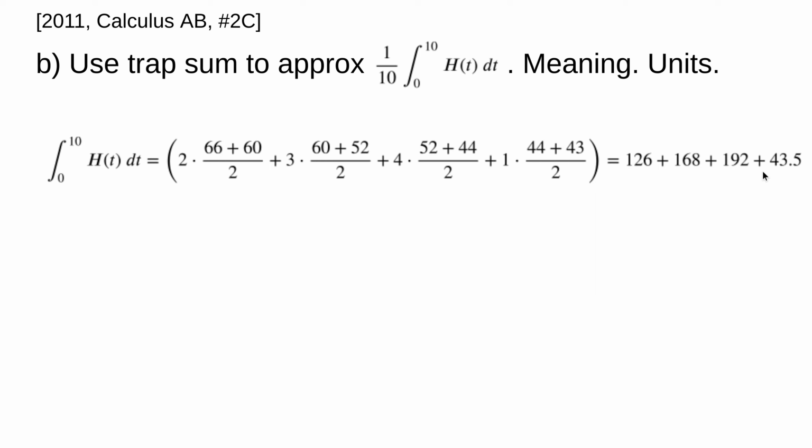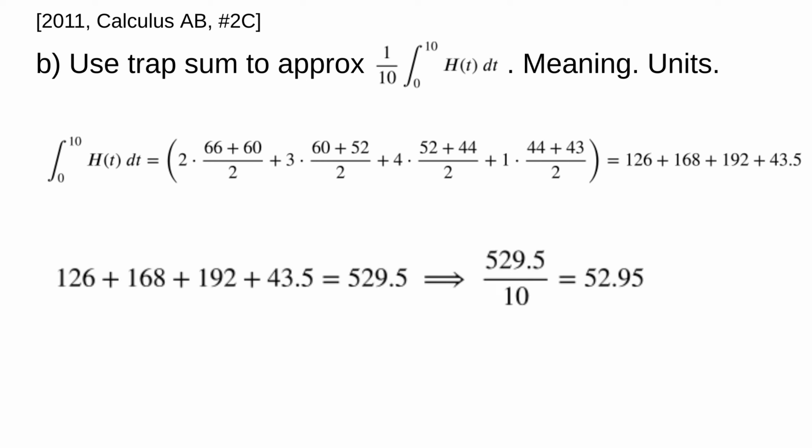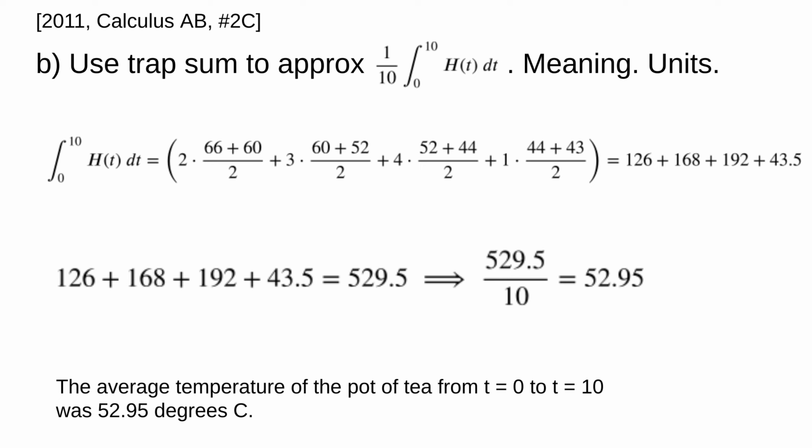Right, so that is the value of the integral. Then we want 1/10 of that. So 529.5 divided by 10 is 52.95. What does that mean? Well, notice that the structure of our integral is an average value integral. So this would be the average temperature of the pot of tea over that first 10 minutes, or t equals 0 to t equals 10. So the average temperature of the pot of tea was 52.95 degrees Celsius between t equals 0 and t equals 10.